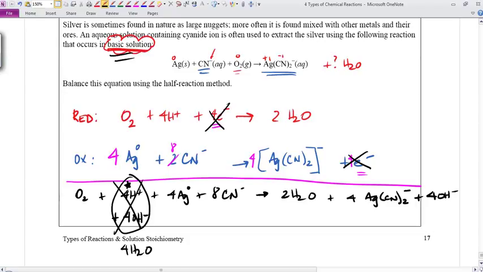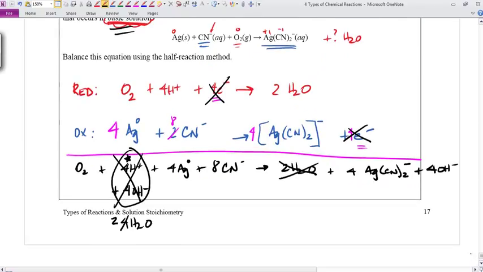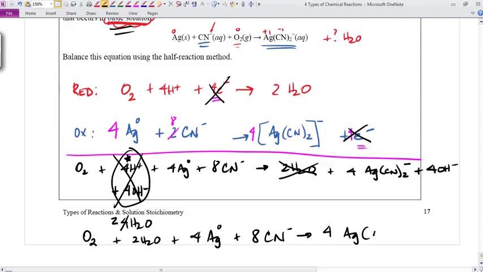Now, do we need to do some cleanup on the waters? Yes, we do. I have 4 on the left and 2 on the right. I can lose all of those, and this gets reduced down to 2. So allow me to finish this off by writing it pretty. So my final answer is oxygen plus 2H2O plus 4 silver atoms. I'm going to put the O in there for emphasis. You don't have to. 8CN. You must put that minus though. 4 Ag(CN)2 minus charge and 4 OH minus.